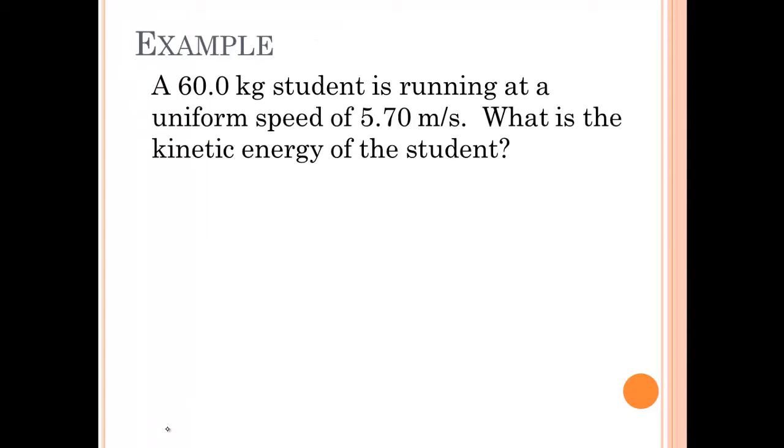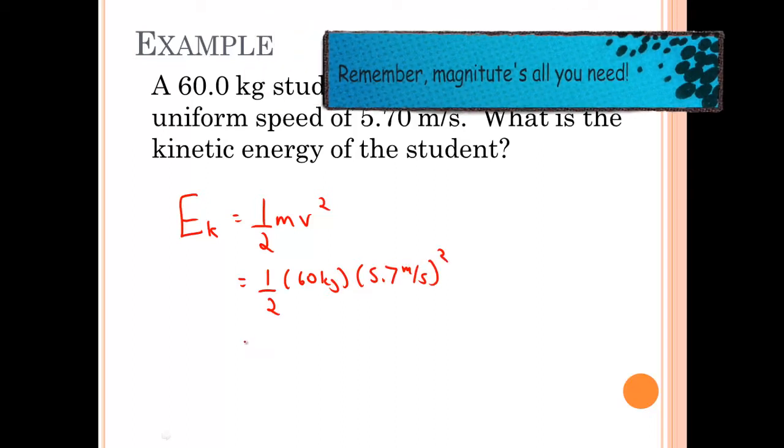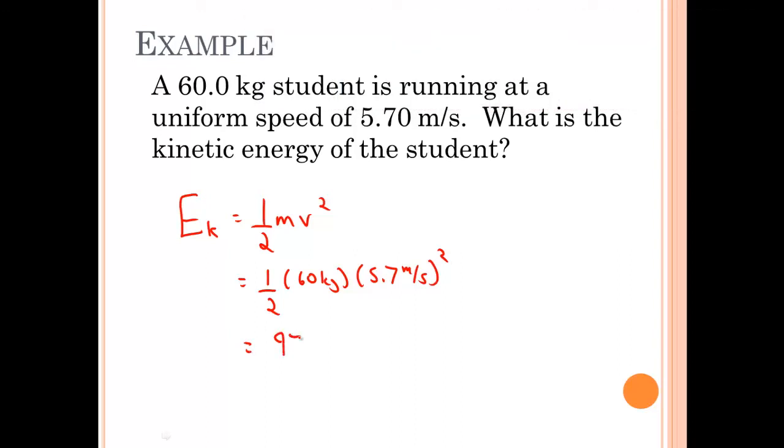A 60 kilogram student is running at a uniform speed of 5.7 meters per second. What is the kinetic energy of this student? Well, we just learned that the kinetic energy is equal to 1/2 mv squared. We're given a mass, we're given a velocity, so this is a simple plug and chug. So this is 1/2 times 60 kilograms times 5.7 meters per second squared. And if we crank that out, we should end up with about 575 joules. Notice again, I'm always using SI units, and if you do so, you should end up with an answer in joules. So that's the first example.